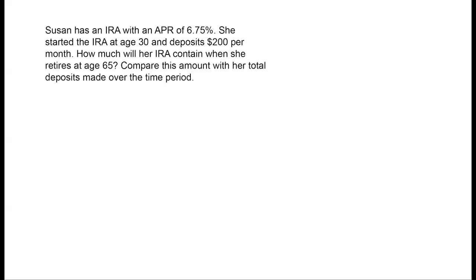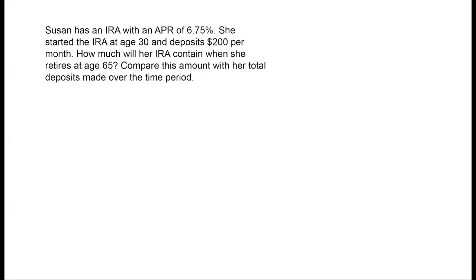So, Susan has an IRA with an APR of 6.75%. She started the IRA at age 30 and deposits $200 per month. How much will her IRA contain when she retires at age 65? Compare this amount with her total deposits made over the time period.